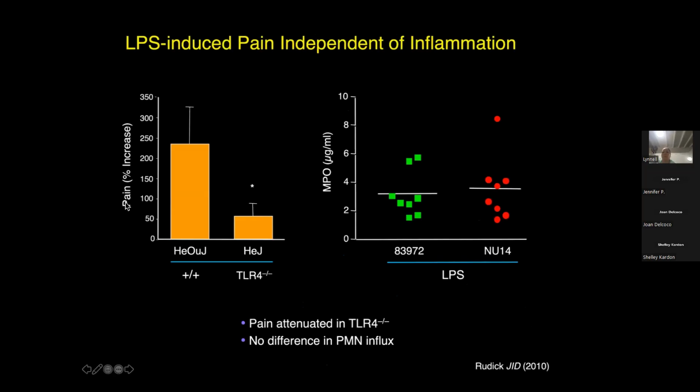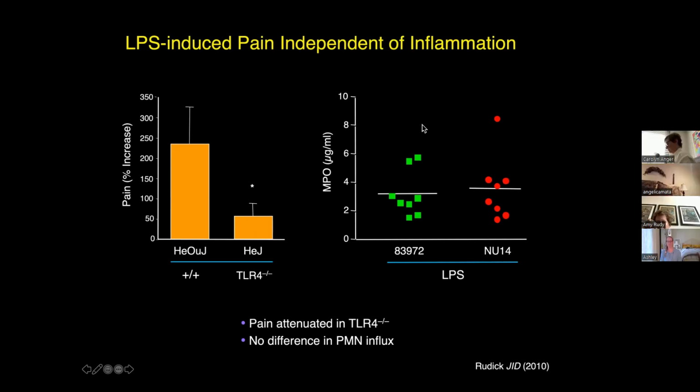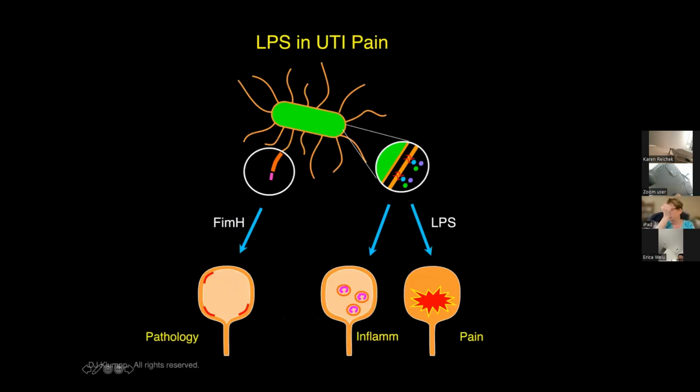So here's looking at pain in mice. These are normal mice infected with our uropathogen. When we look at similar mice that are lacking the toll-like receptor, they have reduced pain responses. Their inflammatory response, as measured by myeloperoxidase, a marker of inflammation, is comparable in response to both our pathogen and our ASB E. coli LPSs.